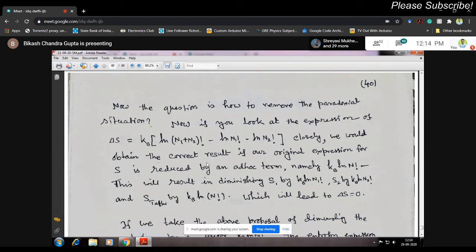Now, এখানে একটা সাজেশন দেখো, S is if. Now we would obtain the correct result if our original expression for the entropy is reduced. বুঝতেই পারছো, এটা আসছে তোমার কম্বাইন্ড সিস্টেম থেকে, এইটা ইন্ডিভিজুয়াল সিস্টেম। If the entropy is reduced by an ad hoc term, kB ln N factorial type.